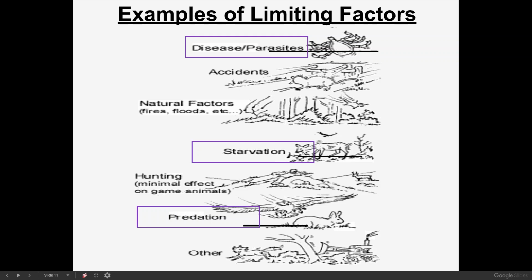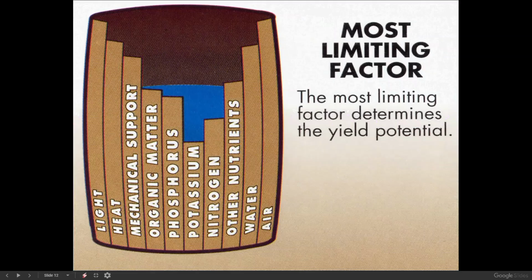Predators, food, prey, floods, fires. These are limiting factors that can limit the size of the population. The factor that you run out of first determines your population size. So look at this. On this barrel, each piece of the barrel has a different resource written on it. So this piece of the barrel is air. And you can see there's lots and lots of air. And if air was the only resource we needed, we could fill the barrel up to here. But there's also water. And in this case, water only goes up to here. So if water was the only resource we needed, this is how high the population could be.